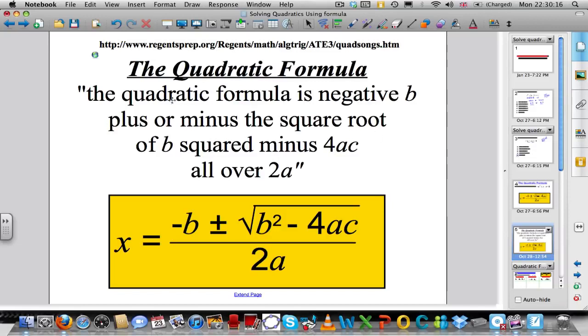So please forgive the voice there, but you'll be surprised, this will help you remember the quadratic formula. The quadratic formula is negative b plus or minus the square root of b squared minus 4ac all over 2a, and here is the formula here. So hopefully that bad singing and that annoying tune will keep that formula in your head.